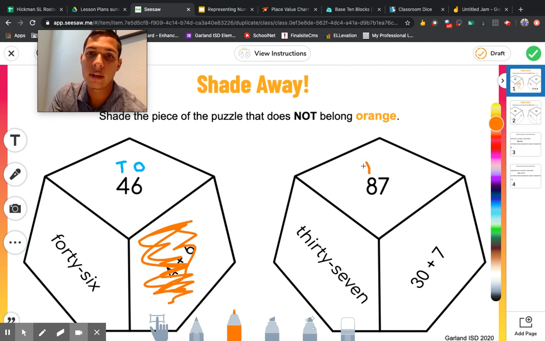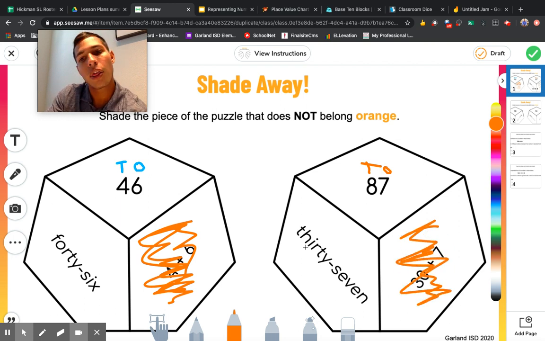87. Tens. Ones. 30 plus 7. Well, in tens, it needs to be 80, not 30, right? So we know that's wrong, does not belong, shaded orange. Come over here. 37. Correct. So we would not shade that one orange because that one does belong. This one does not belong.